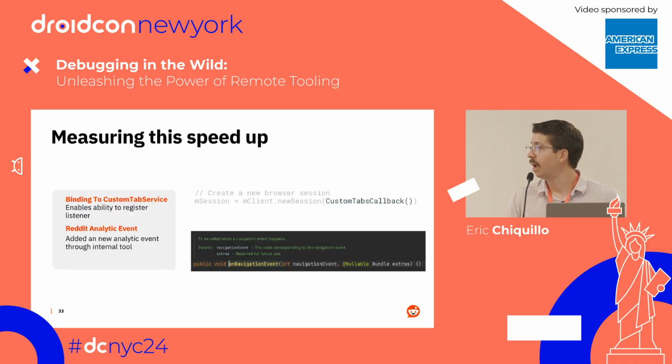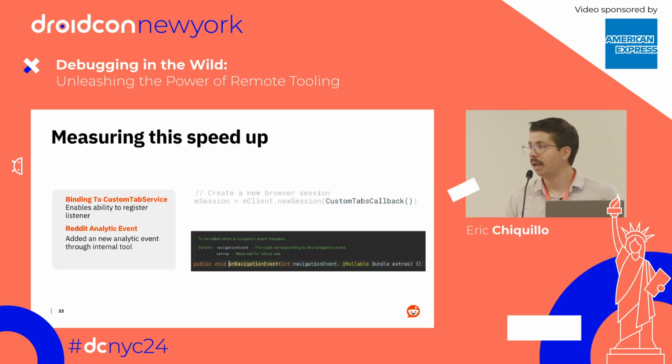But to get this win, I needed to measure this speed up. And so Room allows you to register a custom callback, to register this function to get a callback on navigation event, which has an enum called navigation event, which could be either the tab opening, tab closed, browser started loading the web page, and browser successfully loaded the web page.